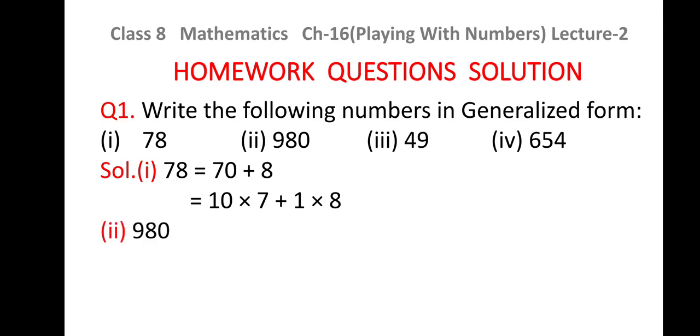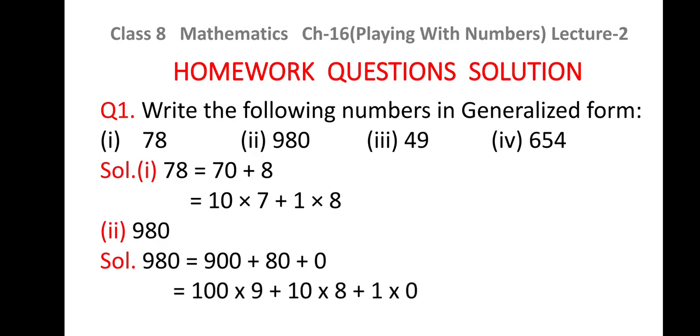Coming to second part, it is 980. It is a 3-digit number and 9 is at hundreds place, 8 is at tens place, 0 is at ones place. So 980 is equal to 900 plus 80 plus 0. It will be 100 into 9 plus 10 into 8 plus 1 into 0. So 980 is equal to 100 into 9 plus 10 into 8 plus 1 into 0.